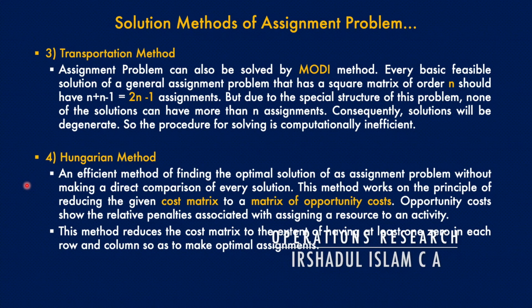And the fourth method is the Hungarian method. This is an efficient method of finding the optimal solution of the assignment problem without making a direct comparison of every solution.